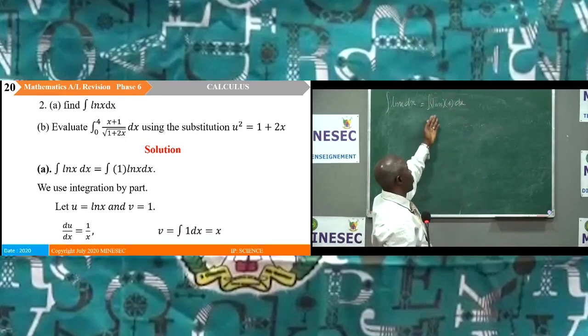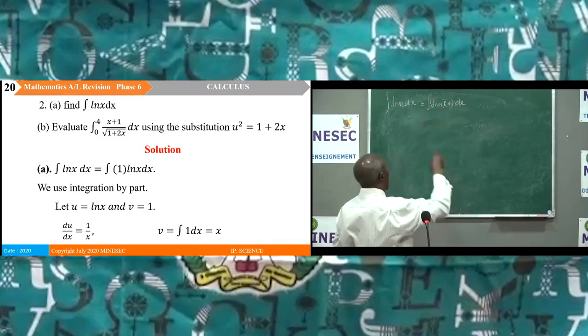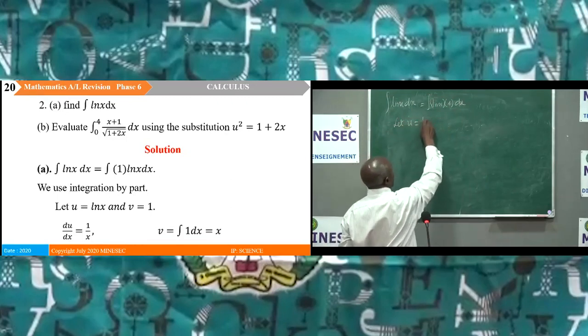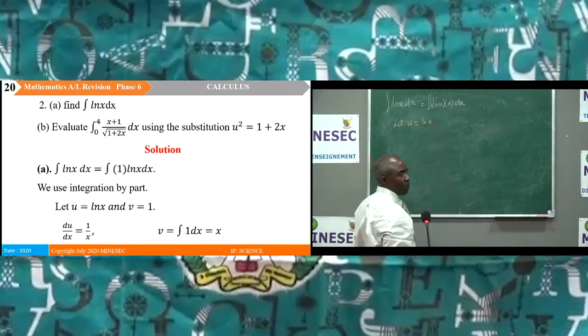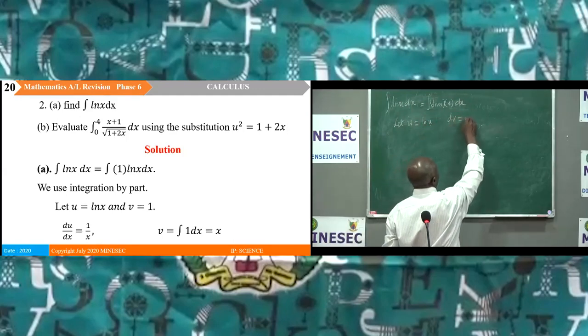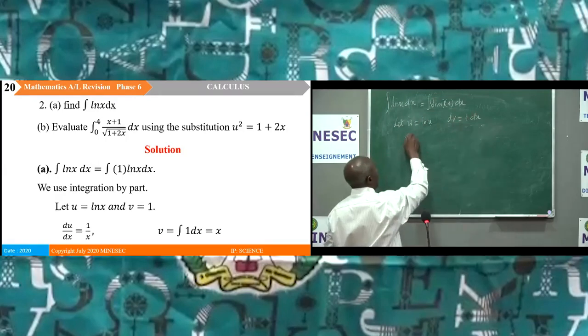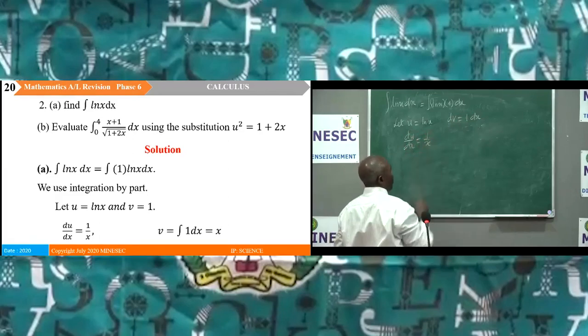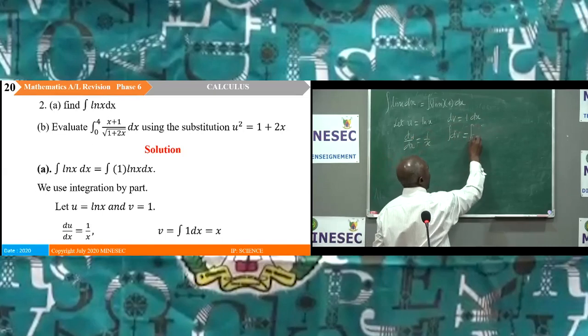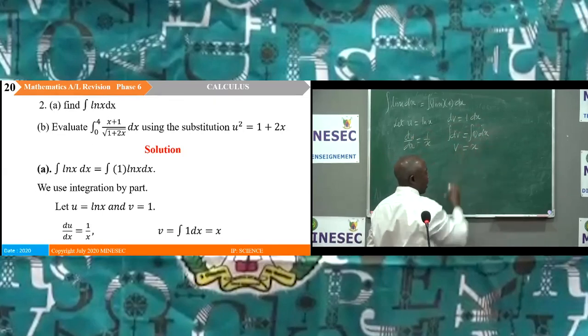And here, now we can say let u equal to ln x and dv equal to 1 dx. Du dx equal to 1 on x and integral of dv equal to integral of 1 dx. So our v is equal to x.